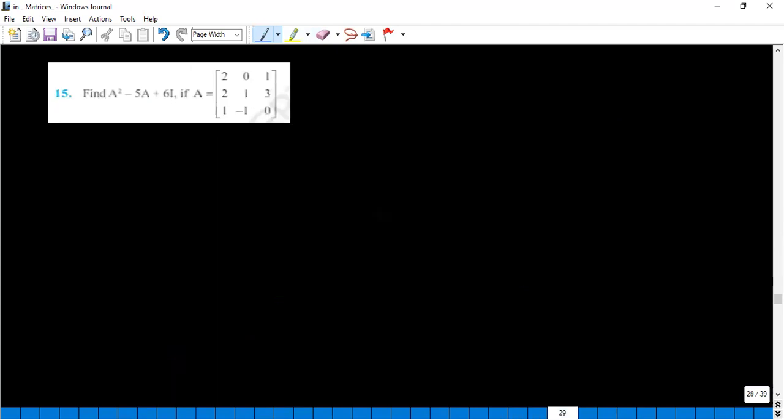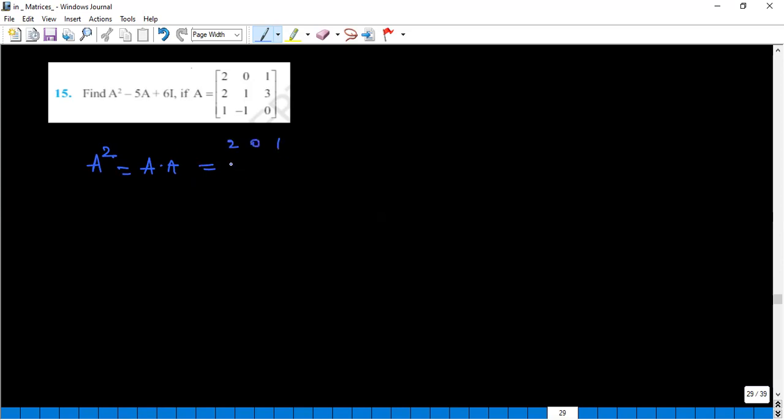Let's see the next question. Find A squared minus 5A plus 6I if A is a 3 by 3 matrix. Okay, let us find out first of all what A squared is. A squared is nothing but A into A. They have given the matrix A like this.